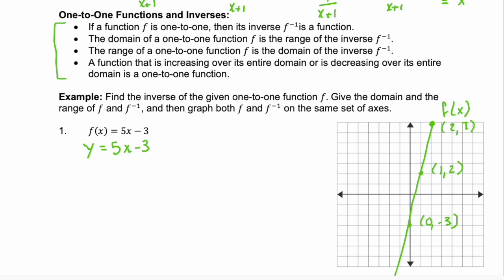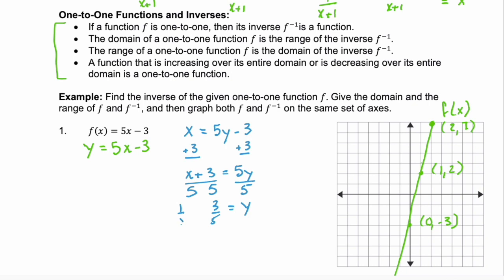So how do we find the inverse? Well, we start by exchanging our variables. We have x equals 5y minus 3, and now we need to solve for y. So let's add 3 to both sides. We have x plus 3 equals 5y. Divide by 5. Each of those get divided by 5. And we have y equals 1/5 x plus 3/5.